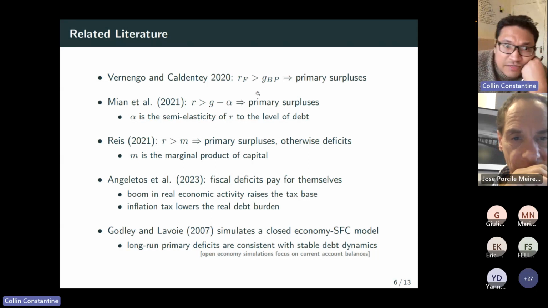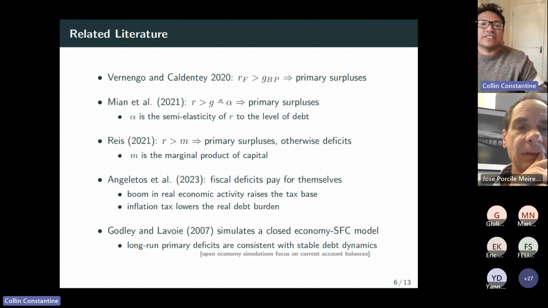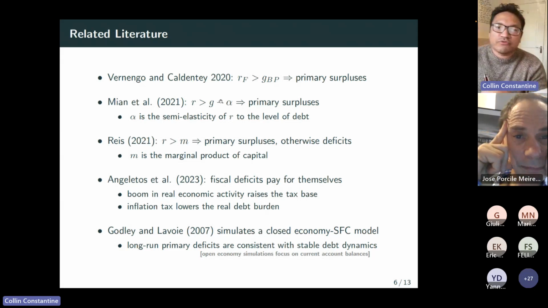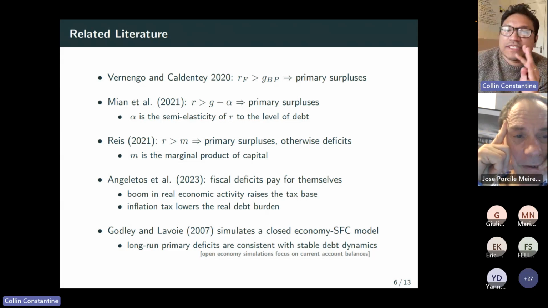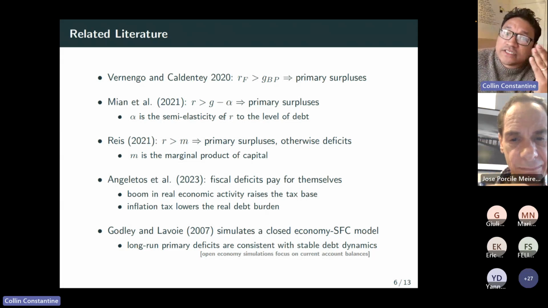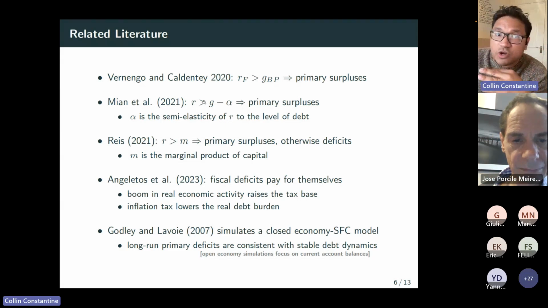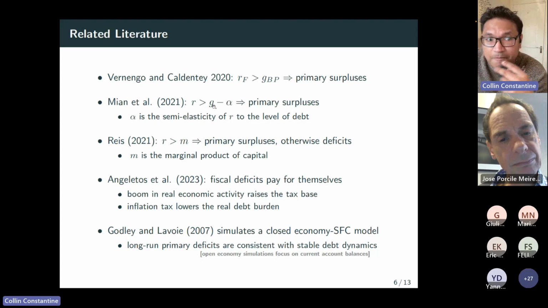There are other versions of this. Me and others say actually it's a stronger condition than this. R must be greater than G minus alpha, where alpha is the semi-elasticity of R with respect to debt. I don't get into those specific dynamics in this paper. That's something I want to do going forward. But the whole idea is changes in the debt level would affect R itself, and we need to account for that. So the requirement is not just R minus G.